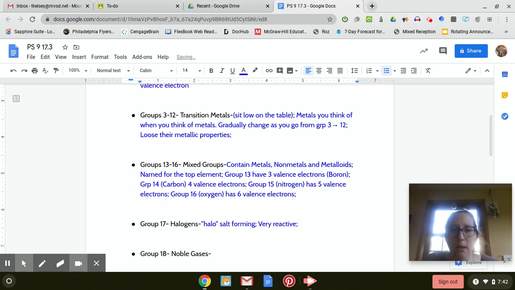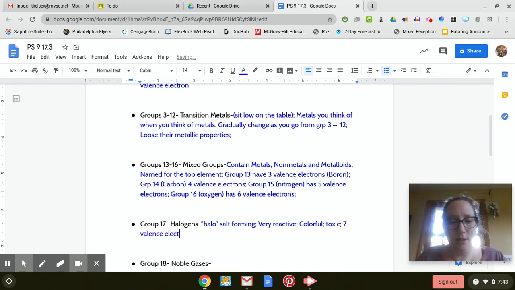Okay. They're all nonmetals, so most of them are gases. They're all very colorful. So like chlorine is this yellowish greenish color, bromine is this brownish red color, iodine is purple. They all kind of have this colorful thing going on. They're all toxic to humans. Okay, so like in bleach, the thing that kills things is actually chlorine. Okay, if you go for surgery, they clean your skin with iodine, again, kills the bacteria. Okay, they have 7 valence electrons.